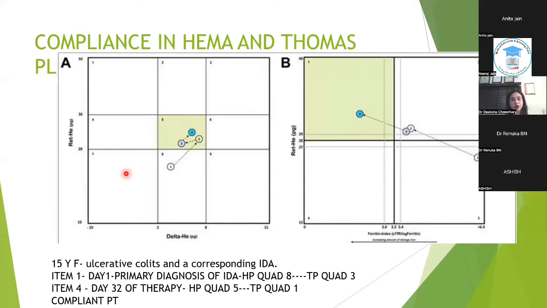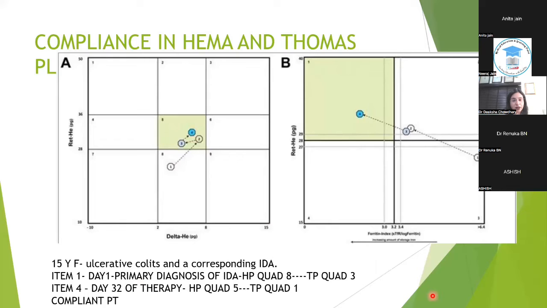So this can also detect the compliance of patients, like in a 15-year female with ulcerative colitis. Here was when the patient started with it. Primary diagnosis was done here. The delta HE was very low. And after treatment, after 32 days of therapy, the patient reached the normal quadrant.